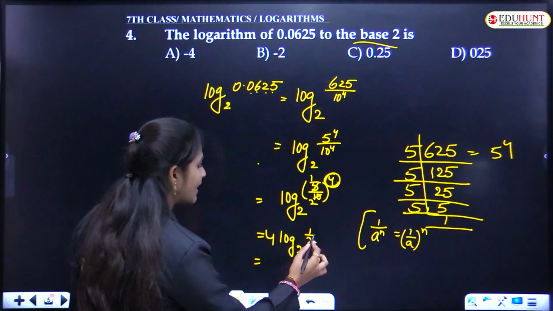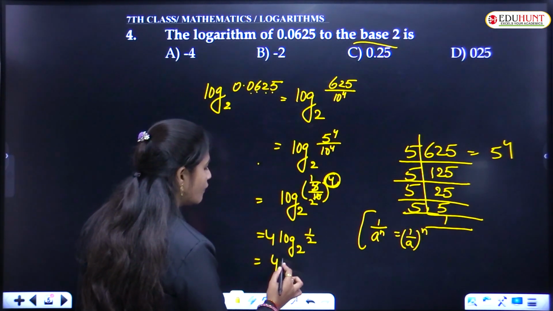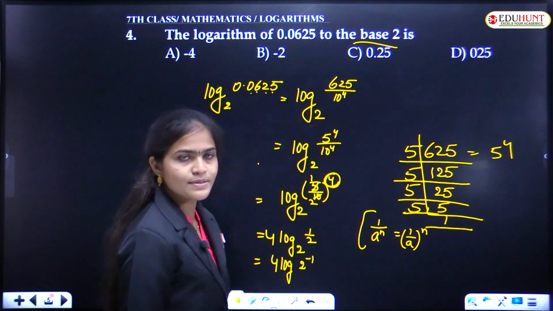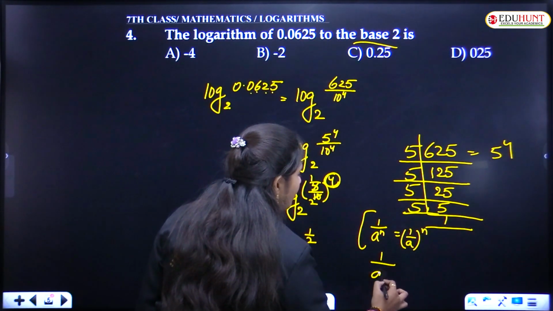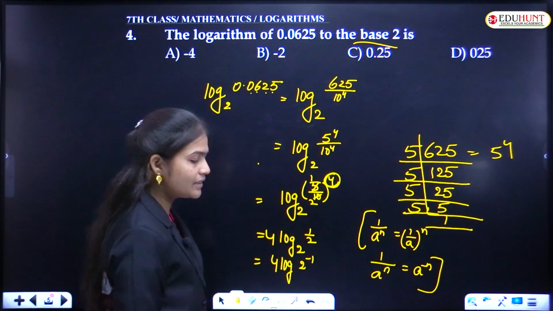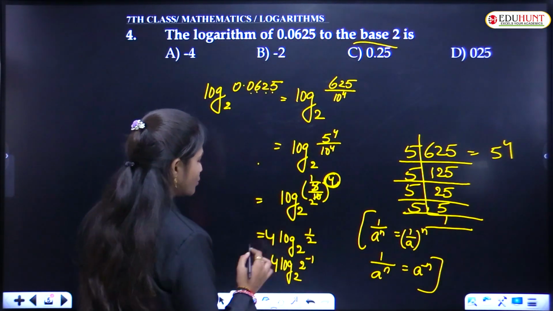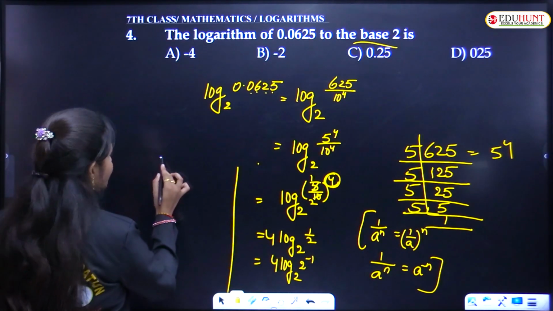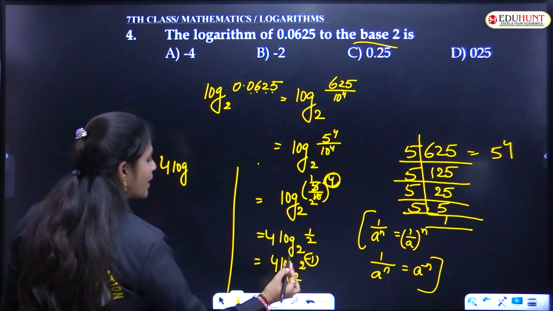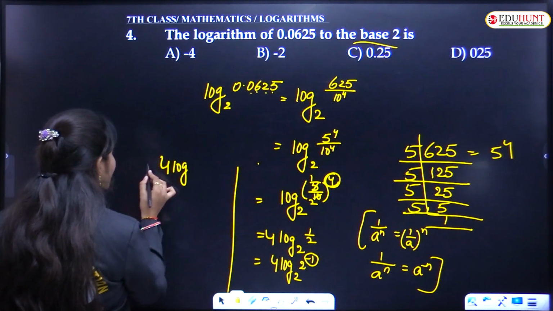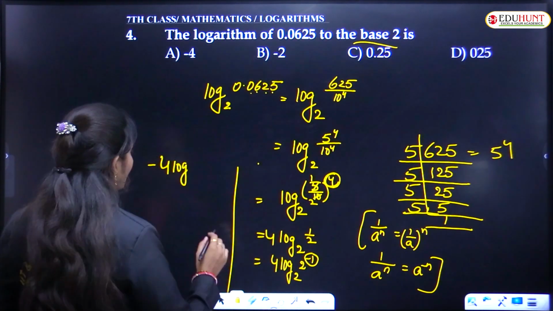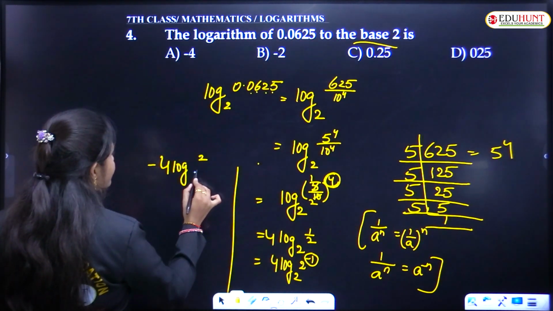Okay, so we can write 1 by 2 as 2 power minus 1. Yes or no? 1 by a power n is equal to a power minus n. Clear? Yes. So base 2. After that, 4 log, and here minus 1 is the power only, no? So 4 into minus 1 is minus 4, log 2 base 2.